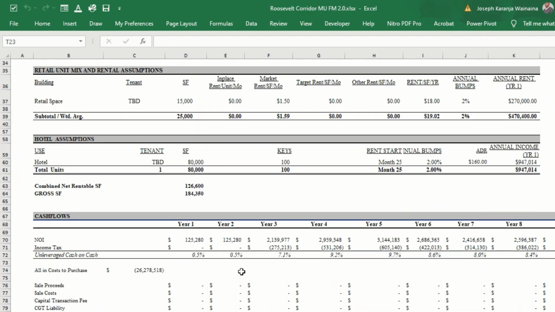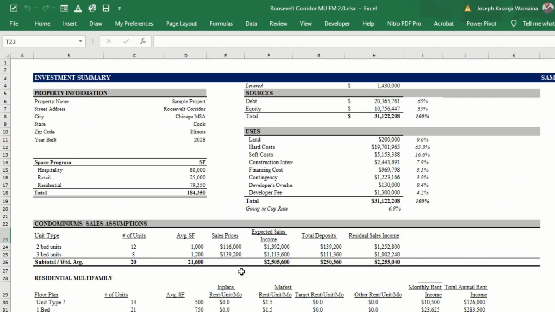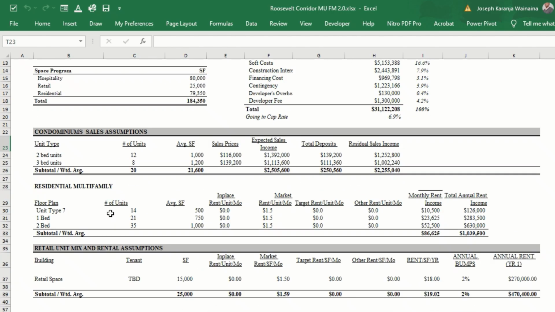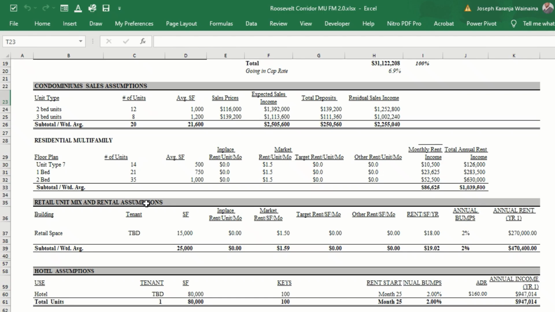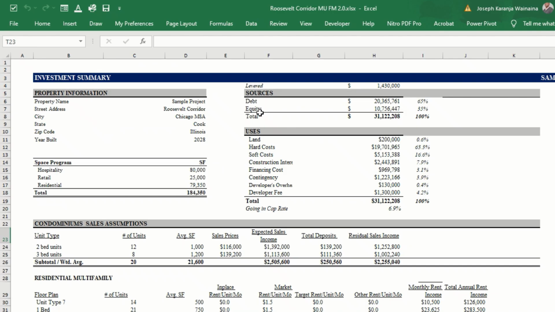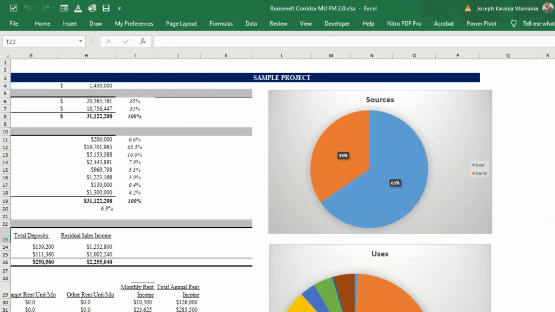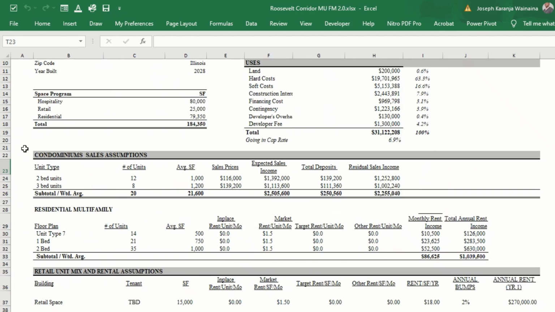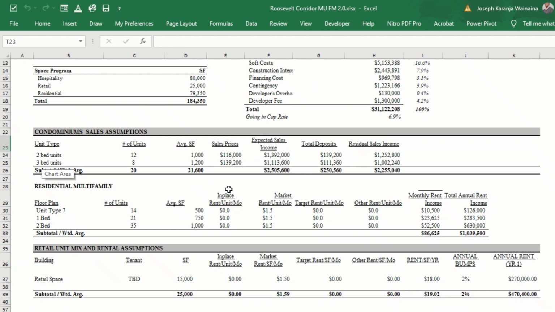So the next tab we do have is the investment summary. This is a highlight of the key outputs of the financial model that has been displayed here, and it's a printable worksheet. As you can see, we do have the property information, we have the sources and the uses. We do have some charts on this other side. We do have for the sources and for the uses, debt and equity, and also the total uses components. We also have sales assumptions.